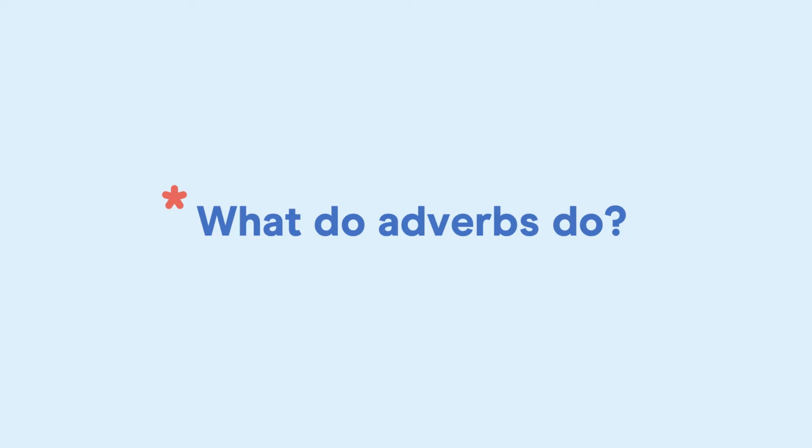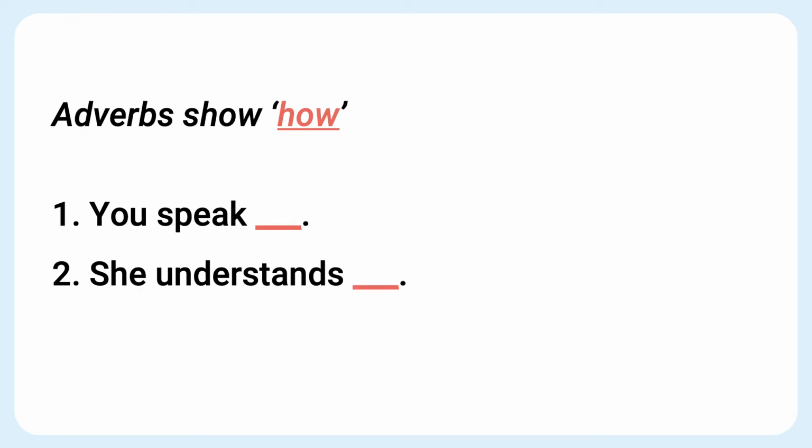So, what do adverbs do? Well, if we think about it simply, adverbs show how something is done. So take a look at number 1 here. You speak. How do you speak? Or number 2, she understands. How does she understand? Or number 3, he writes. How does he write? In what way does he write?